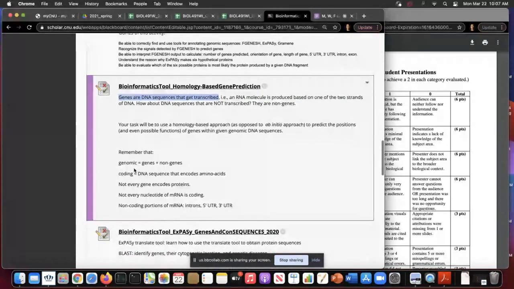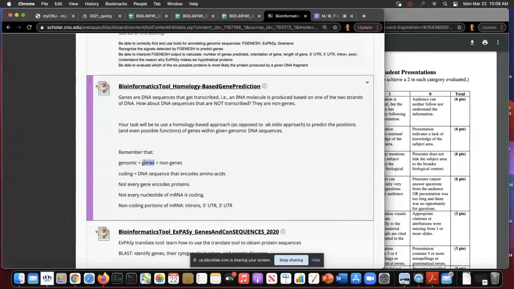And I'll give you some sequence that might be a genomic sequence. And I will ask you, are there genes in this genomic sequence? Try to figure out using a homology-based approach. What I'm saying is do BLAST to see if there are genes here or not. So I give you a genomic sequence and I want you to know, are there genes in that genomic sequence, or all I gave you is just some DNA sequence that does not get transcribed.